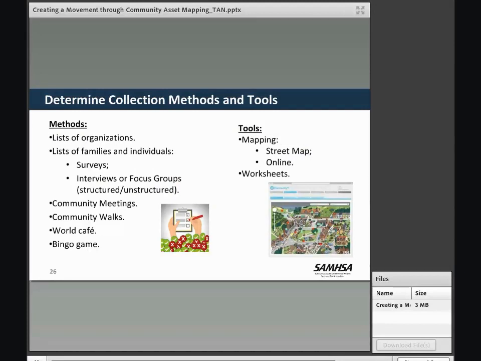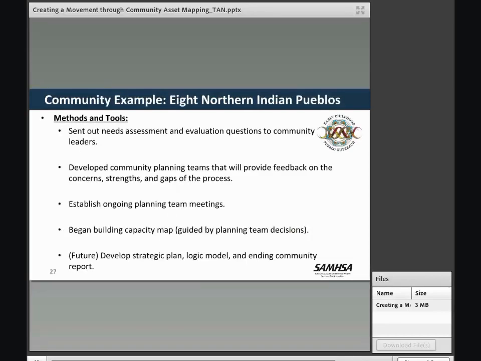So for our different collection methods and tools, some of these could be surveys, interviews, community meetings, community walks, World Café, bingo, and we'll talk about a few of those in a minute. And then tools, mapping, so it could be street mapping. This could be online. We've gotten some training from Google on My Maps, which really helped us see how My Maps could be used in different communities. And I'll show you an example in a minute as well.